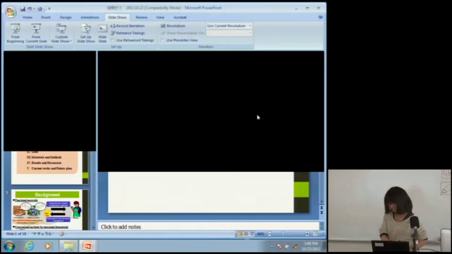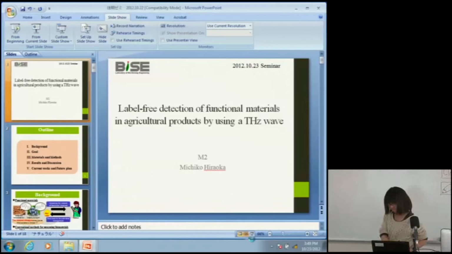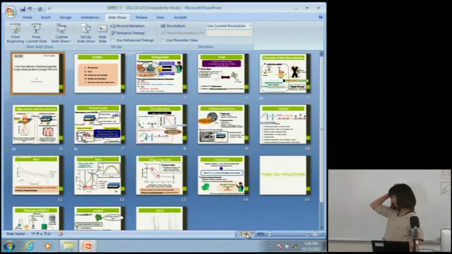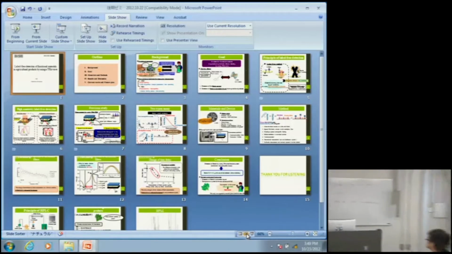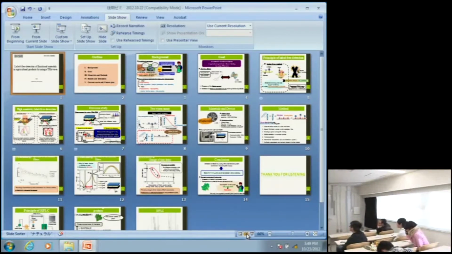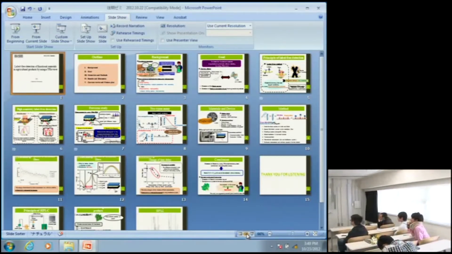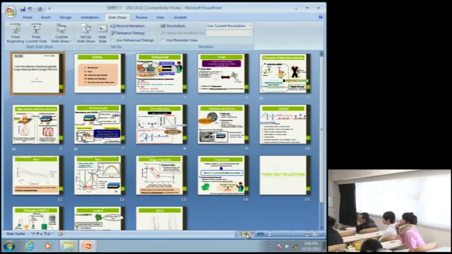Question? Question? I want to know why your study has to be conducted in terahertz. Why do you use terahertz time domain pulse?